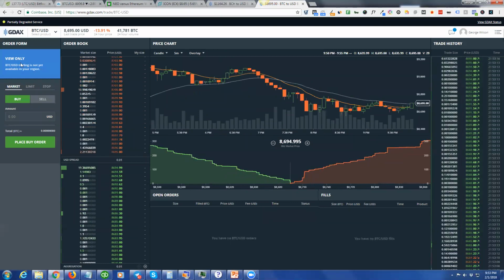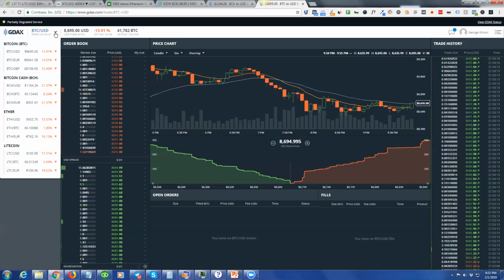So I can trade currency pairs. I can trade Litecoin against Bitcoin or Ethereum against Bitcoin, but I can't trade against US dollars.